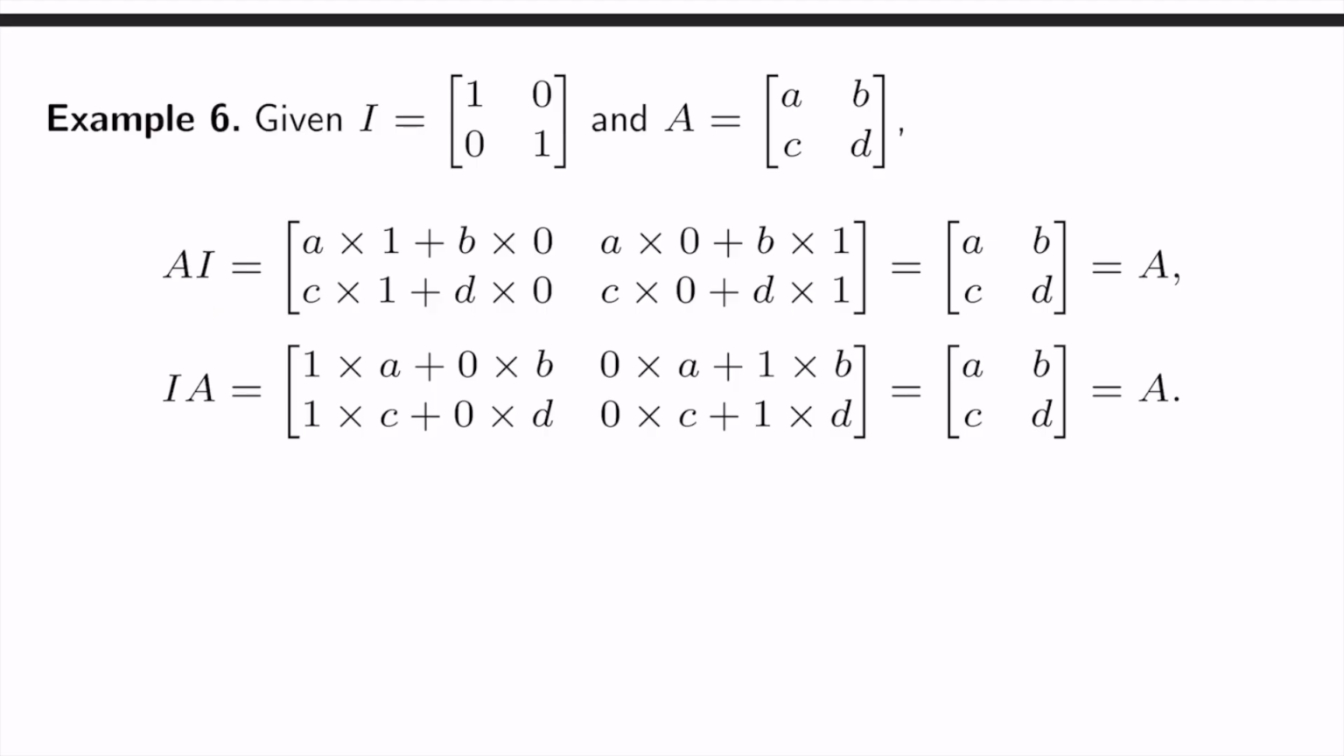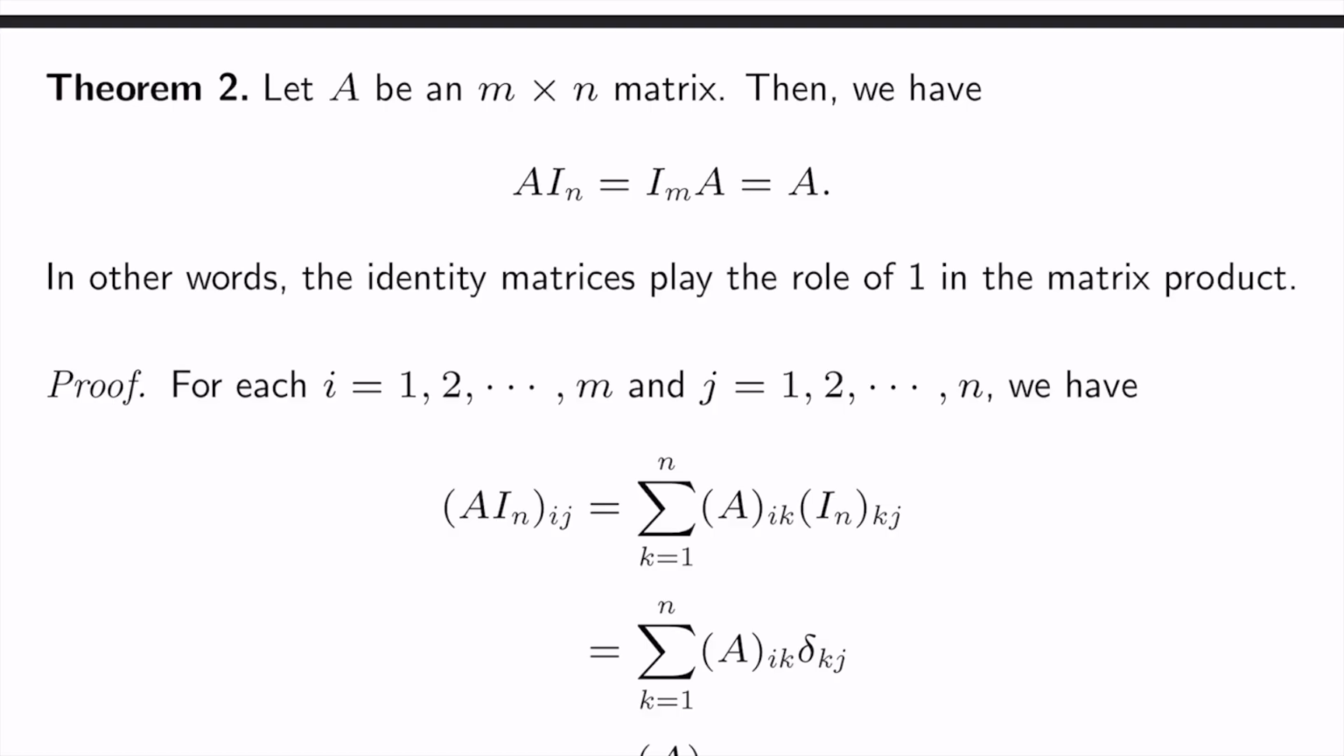And if we multiply the identity matrix from the left, we still get the same A. So the identity matrix does not change the other matrix if multiplied from the right or from the left. This is true in general. So let's make it a theorem.